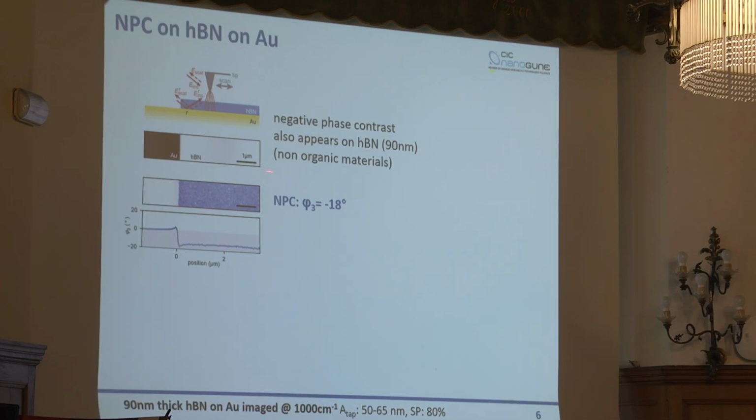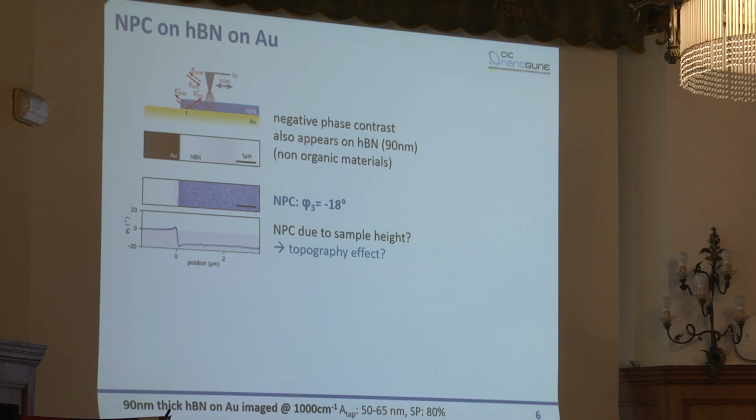And what you can clearly see here, so this is the phase image. As I said, negative values are always blue. And you can clearly see in the line profile this negative phase contrast of minus 18 degrees. So it's a very strong effect here. This shows that it's not only an effect which appears on organic materials, but also on non-organic materials, as these hBN flakes, for example.